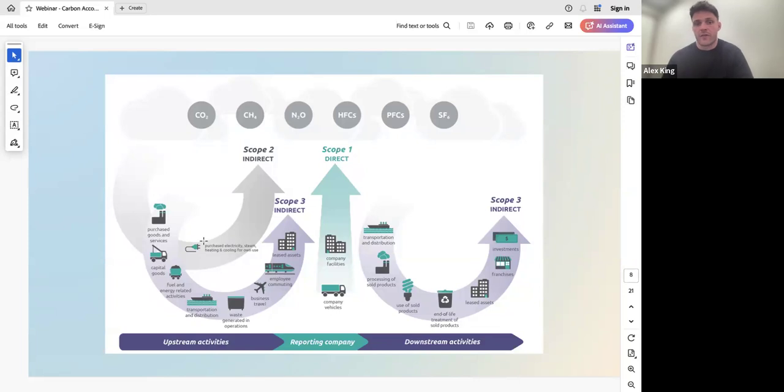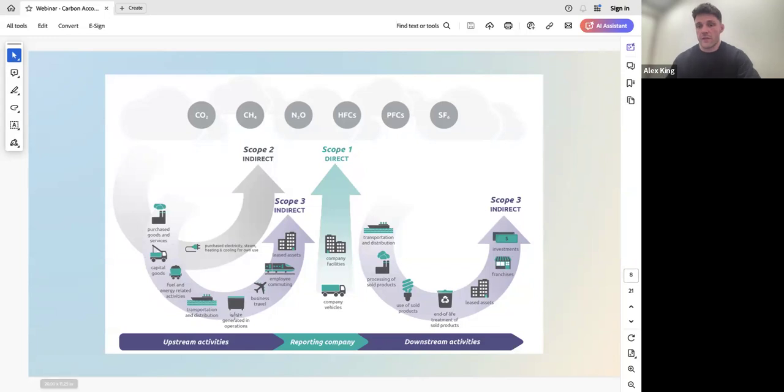You can change energy providers. You can now purchase green energy from the grid. Solar panels, for example, are a great return on investment at the moment. So scope 2 is quite easy to consider. It's just the purchased electricity. Scope 3 is everything else.